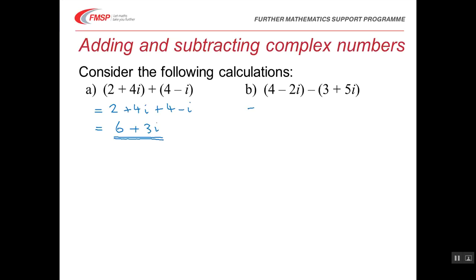If we look at the subtraction, again we can remove the brackets. So it's 4 minus 2i minus 3 minus 5i. And when we collect like terms here, we've got the real parts, which are 4 minus 3, which is 1, and minus 2i take away 5i is minus 7i.